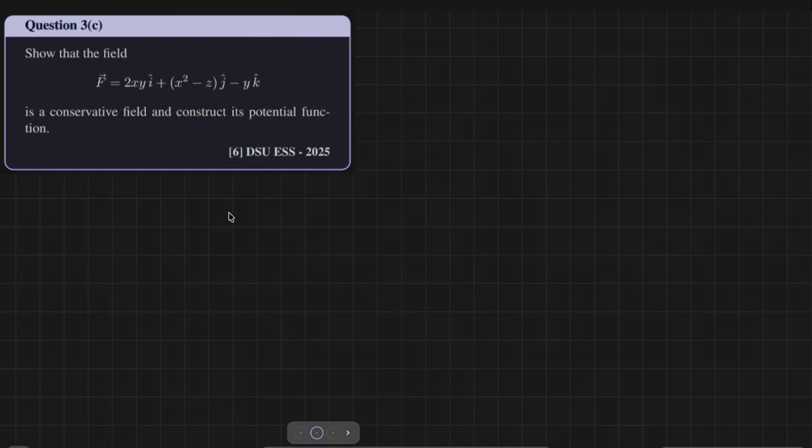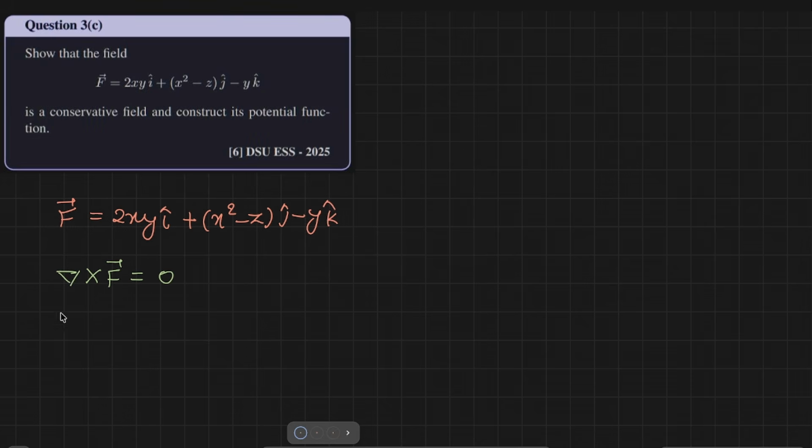Let's do one more question. The same question is repeating here. Now the question is: show that the field is conservative and then construct its scalar potential function. Here you have to show that my field is conservative. It means you have to find the curl of the function. So the f is given as 2xy i cap plus (x square minus z) j cap minus y k cap. Find out the curl of this f, which is equal to 0.